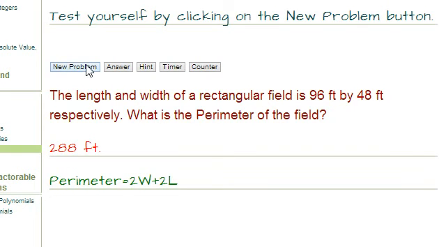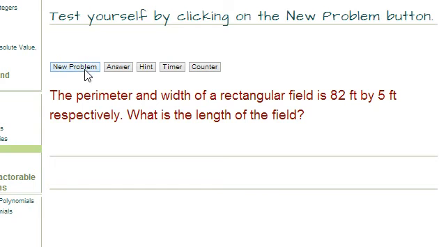Okay, let's look at another problem. I'm going to thumb through here. The perimeter and width of a rectangular field is 82 feet, but what is the length of the field? Okay, this looks like a good one. Let's do this one. Remember, we're going to be using this equation right down here, the relationship between width, length, and perimeter. We're saying this is the width, and it is 5 feet. The length is what we're asked to find, so we put a question mark there. And the total perimeter, which I'll just label P, is 82 feet. So we want to find L.